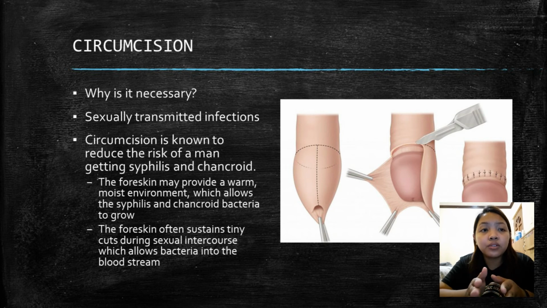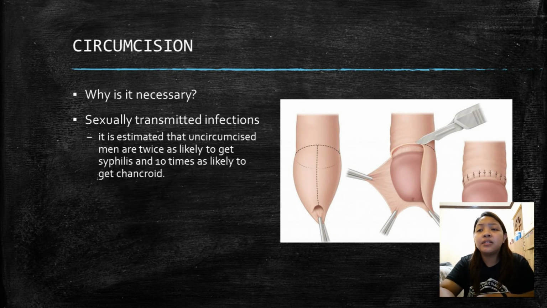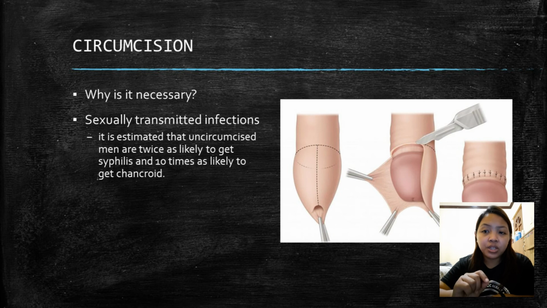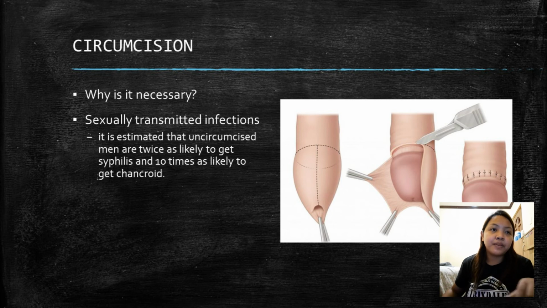The foreskin often sustains tiny cuts during sexual intercourse, which allows bacteria into the bloodstream. It is estimated that uncircumcised men are twice as likely to get syphilis and 10 times as likely to get chancroid. However, it should be stressed that circumcision is nowhere near as effective as condoms in preventing STIs. If used correctly, condoms are 98 to 99% effective in preventing STIs.